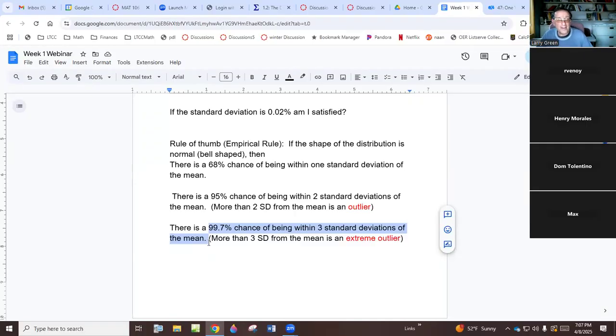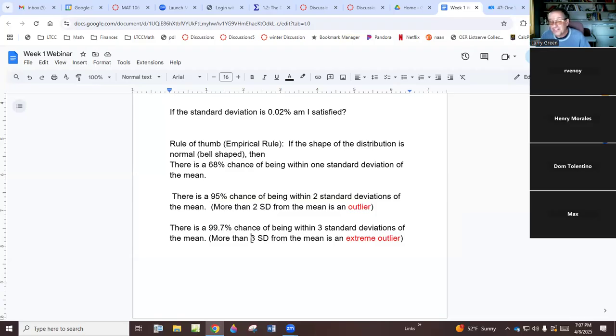So just to note, and this is important, in our class, if something is more than two standard deviations from the mean, above or below, we call it an outlier. Got it? Outlier means more than two standard deviations above or below the mean. If it's more than three standard deviations above or below the mean, then it's an extreme outlier. Any questions on this definition?